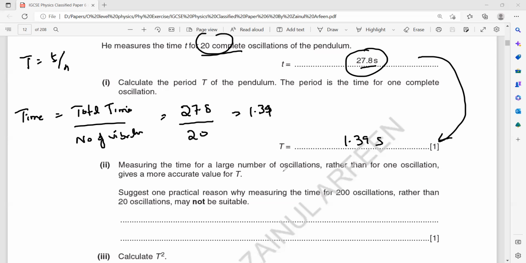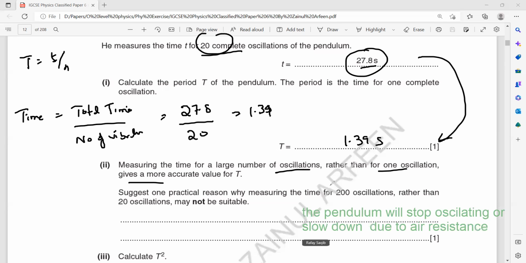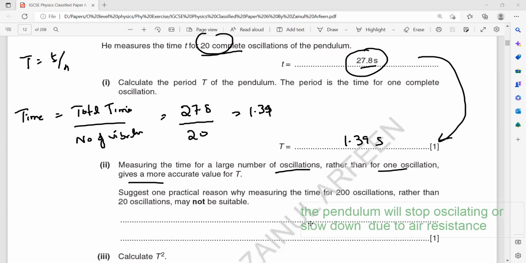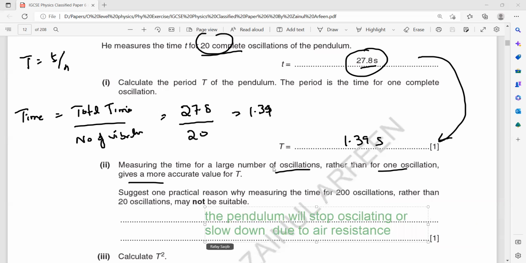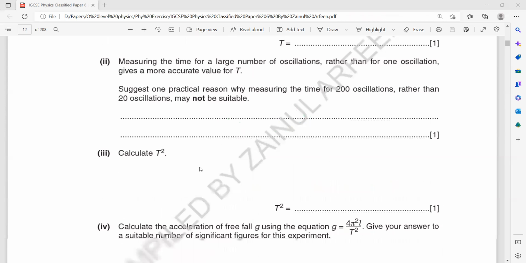Measuring a time for a large number of oscillations rather than one oscillation gives more accurate results. Suggest one practical reason why 200 oscillations is not used: because the pendulum will stop oscillating or slow down, or we might miscount because 200 is a very big number. So there might be a miscounting. Yes, the pendulum loses energy, slows down, stops vibrating. Practically it will not even vibrate for this many oscillations. 200 is a very high number for oscillation.